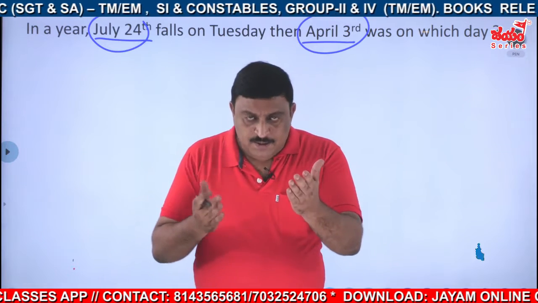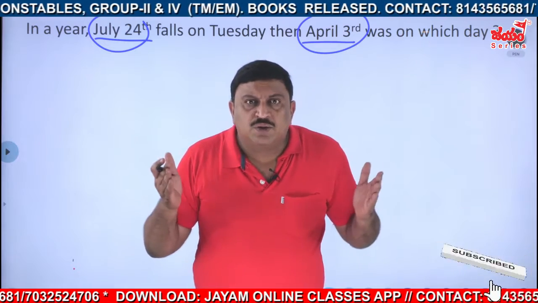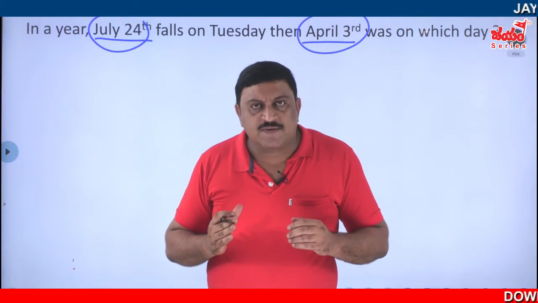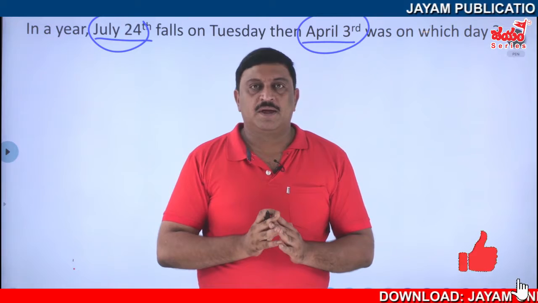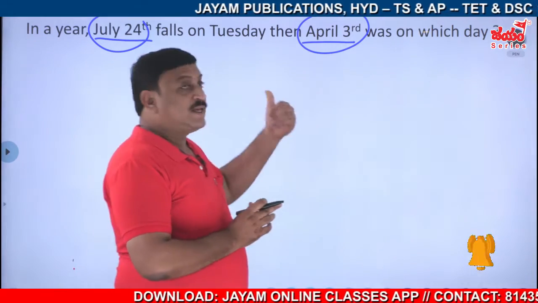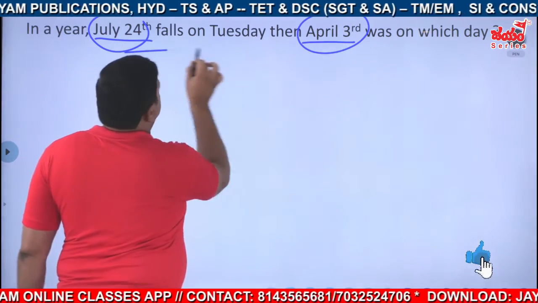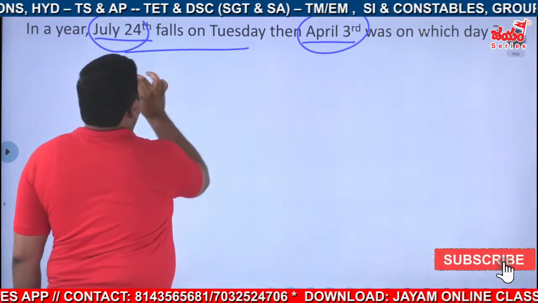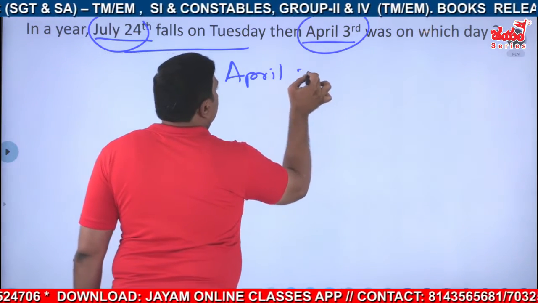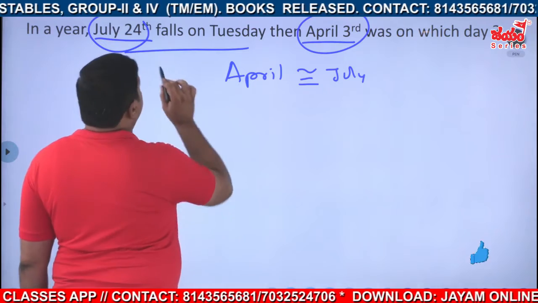Why is it so? Just observe that, open that calendar. Right? Why is it so? Because those months resemble each other. Though April has 30 days and July has 31 days, they resemble each other. So, with this concept, I can find, July 24th falls on Tuesday, April 3rd means, since both resemble each other, that means April is equal to July. If I know this, now it will be quite easy for you.